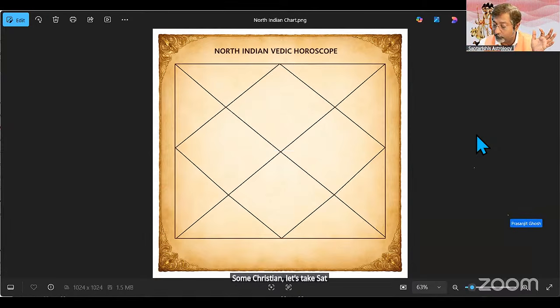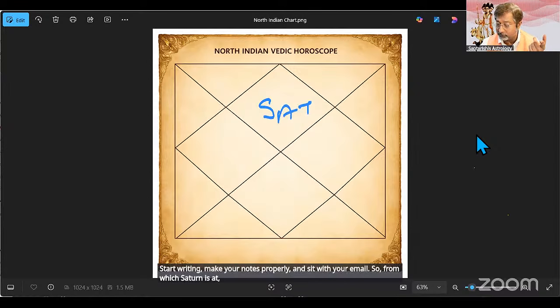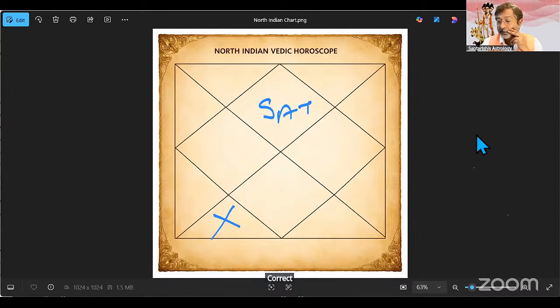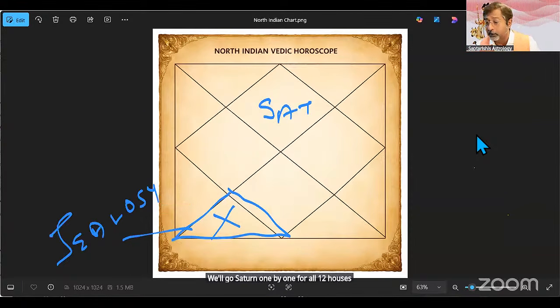Let's take Saturn in the first house. Start writing, make your notes properly. From which house is Saturn 8th? Correct. So this person will end up going to court and always making enemies. The 6th house is enemies, the 6th house is jealousy. Saturn is also the karak of jealousy. We'll go through Saturn one by one for all 12 houses. So this person can land up going in courts. If his Saturn is strong, he can be a formidable opponent.